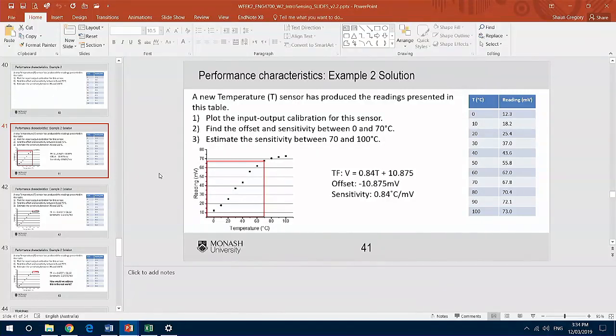Can I ask another question? Sure. How come the offset has a negative in front of it? Okay. Yes, that is. Okay, cool.